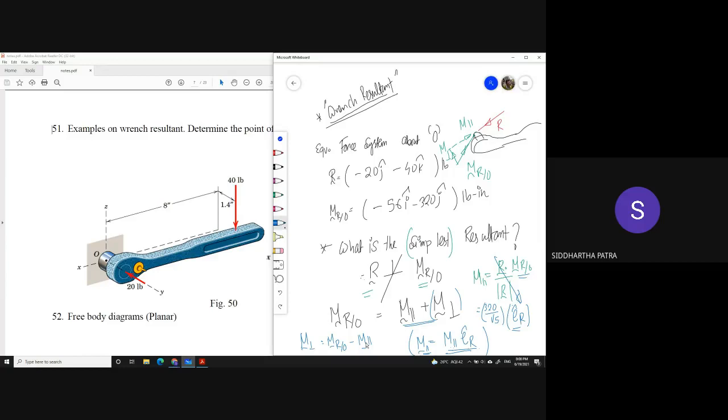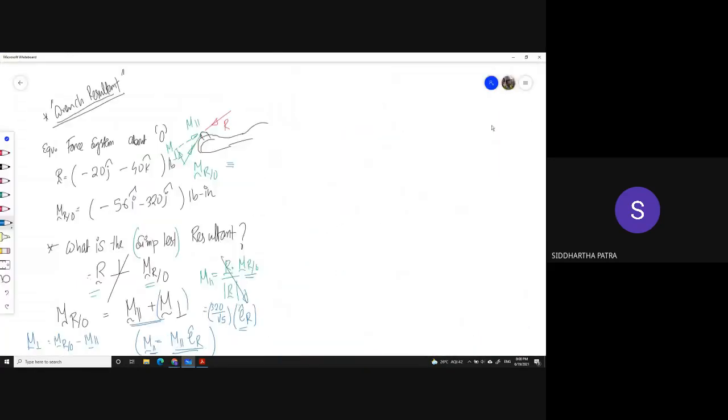Does this make sense? Yes, sir. So I'll explain why we need M parallel and M perpendicular. The idea is now I'm trying to get an equivalent system again where we would have our spanner.